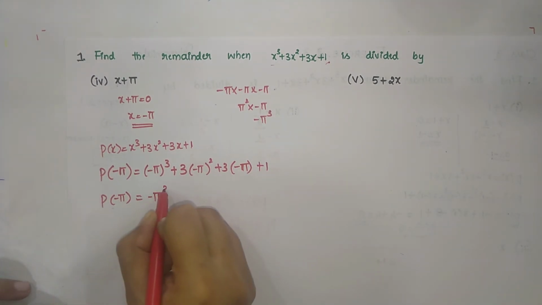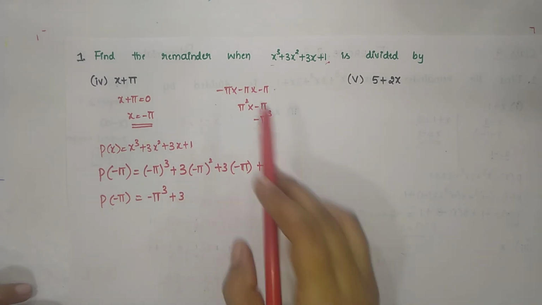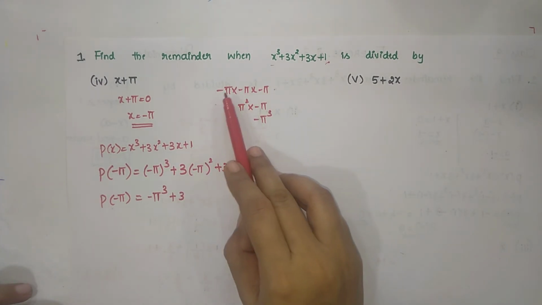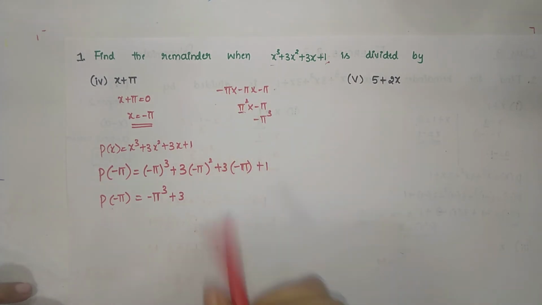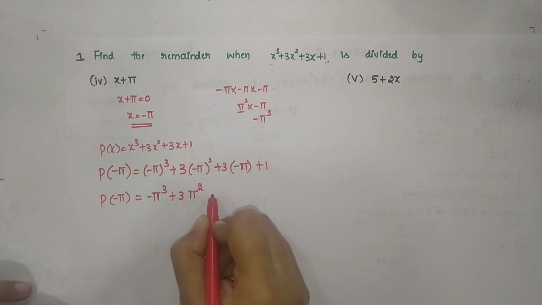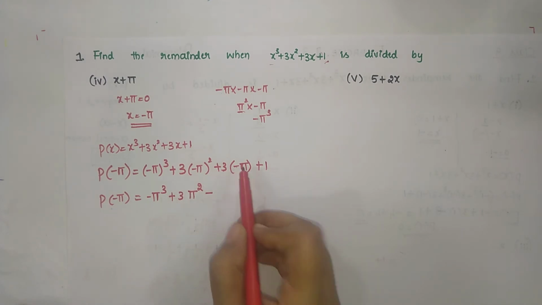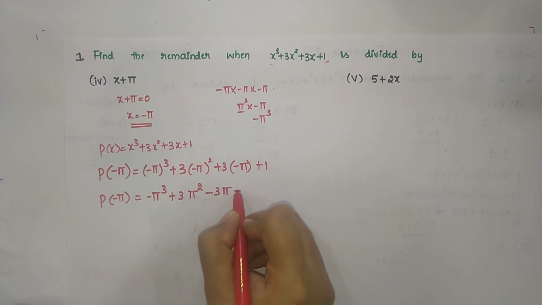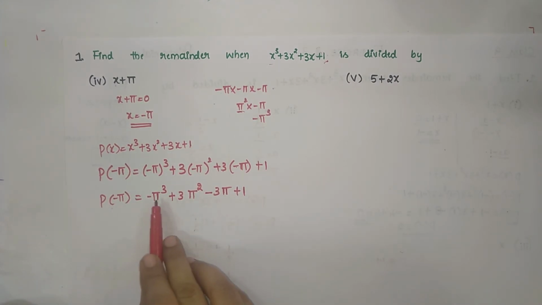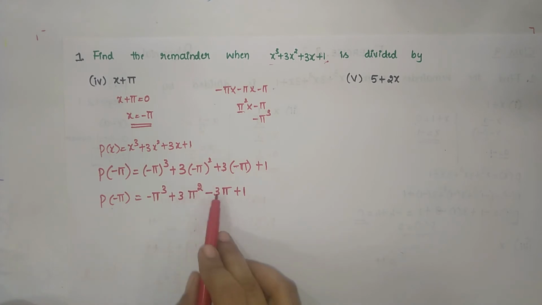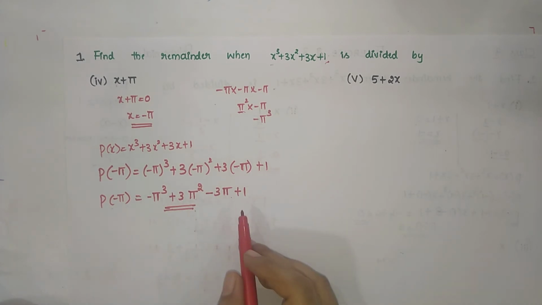So minus pi whole cube is minus pi cube, plus 3 into minus pi whole square is minus pi into minus pi, that is it is multiplied 2 times. So minus into minus is plus. So it is pi square, plus 3 into minus pi, plus into minus is minus, 3 into pi is 3 pi, plus 1. So p of minus pi is equal to minus pi cube plus 3 pi square minus 3 pi plus 1. So this is the remainder.